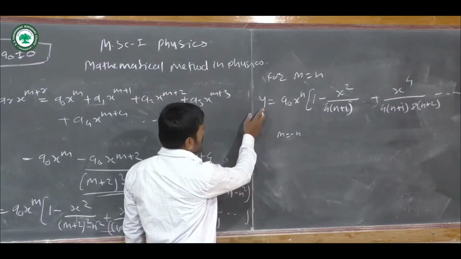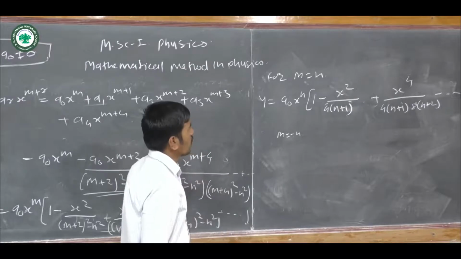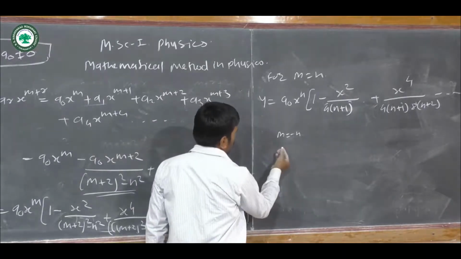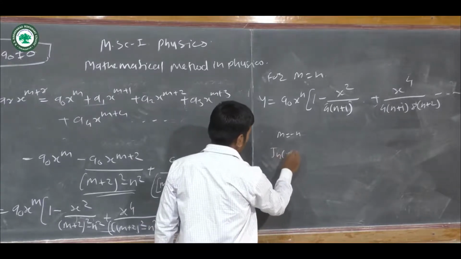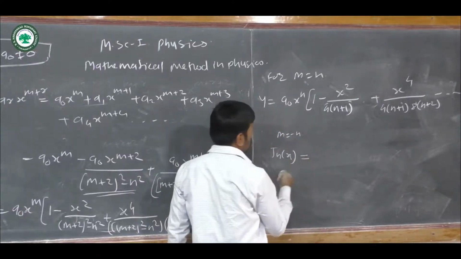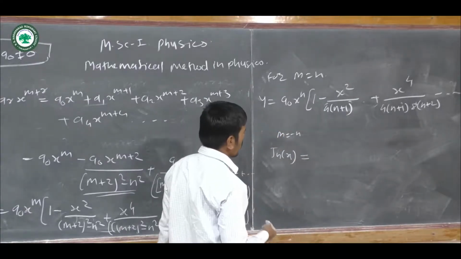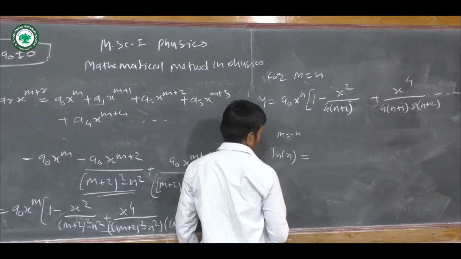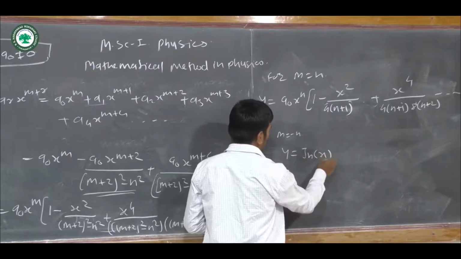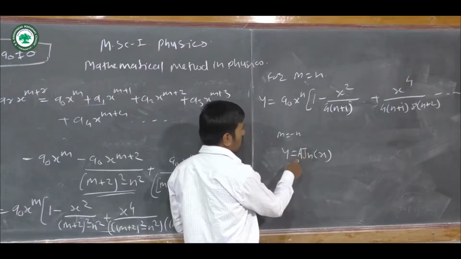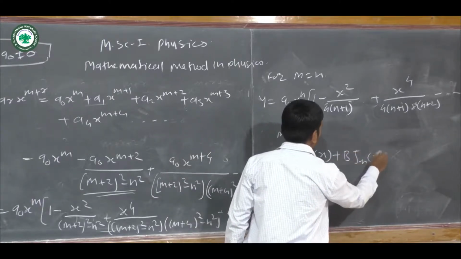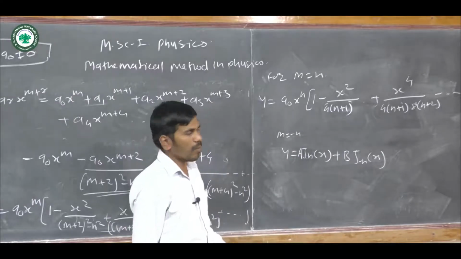So this is a series, and this series solution is called the Bessel function for the Bessel equation, and denoted by Jn(x). This is the Bessel function, and this is the complete solution of this Bessel equation, that is y is equal to a Jn(x) plus b J minus n(x), where a and b are constants. This is the complete solution of this Bessel differential equation.